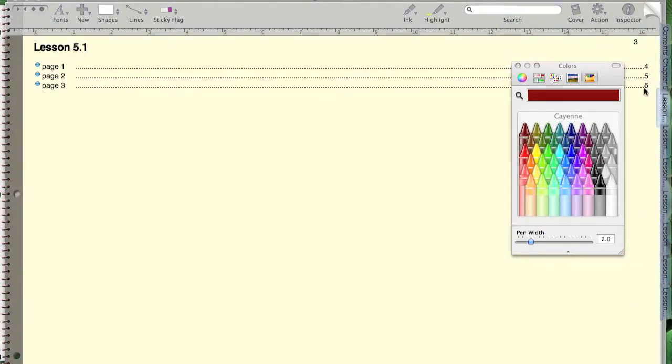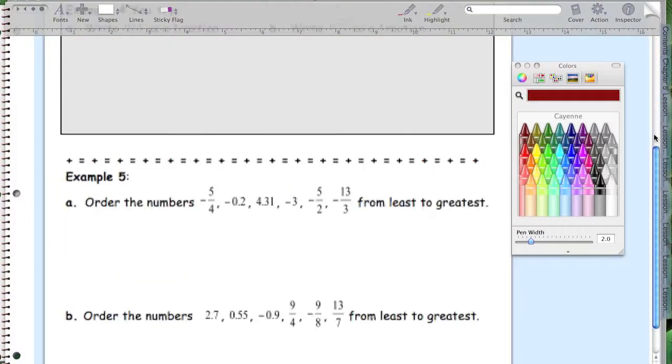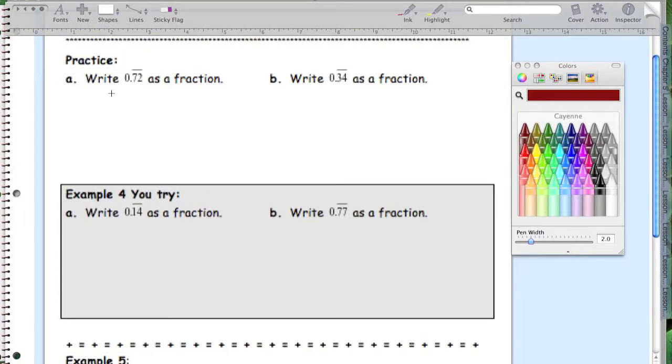Now let's practice a few more. Now this is the long way of doing it. You'll see a pattern in a moment. Let's try again. There we go. Okay, so write 0.72 repeating as a fraction.